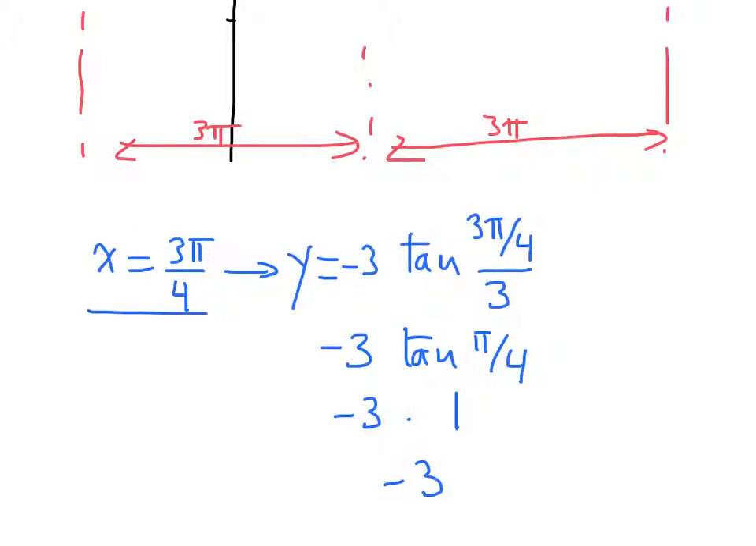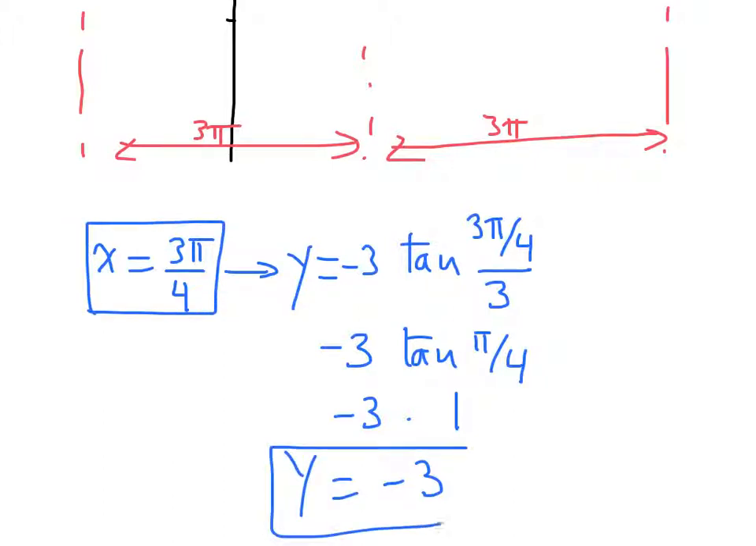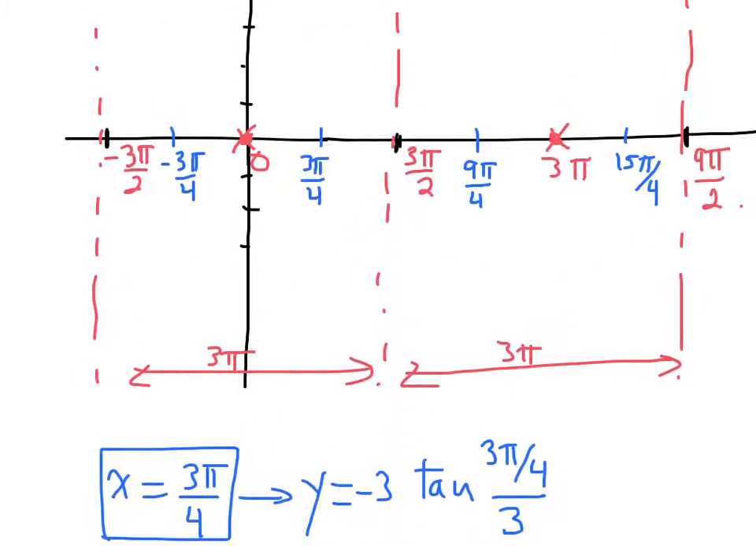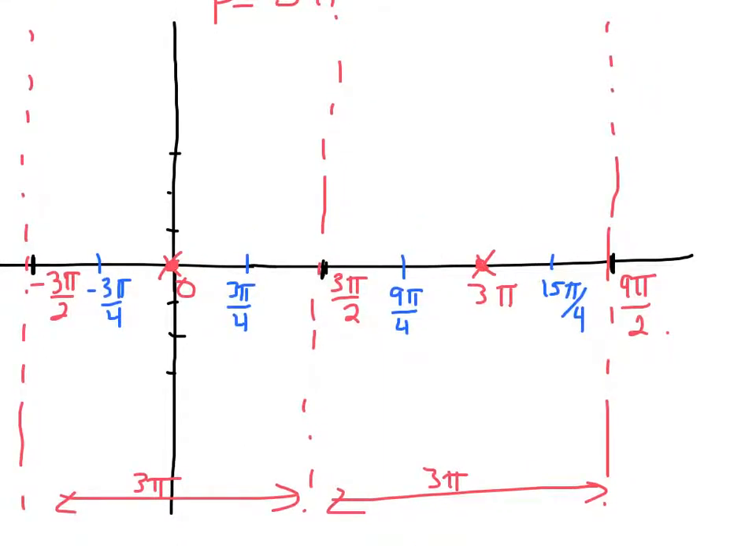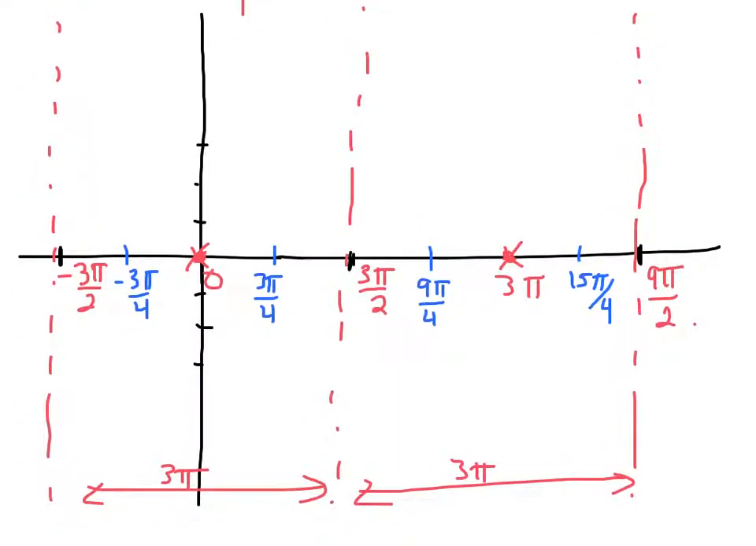So the ordered pair, if you have this x and this is what y is, will be 3 pi over 4, negative 3. Let's go back to the graph and see where that point is. 3 pi over 4 gave me negative 3, so this is a point right here where the graph is going to cross. This is negative 3, this is 3 pi over 4.